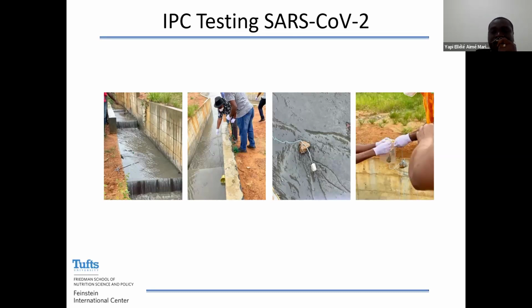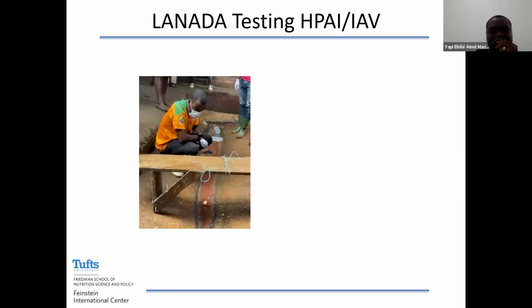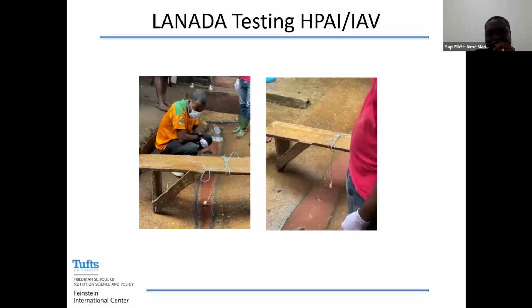This photo will show you how we tie the rope with the stone. About testing for avian influenza, this is only the passive method, and we show you how we put the cotton in the wastewater with the rope. The second photo is again the same thing.